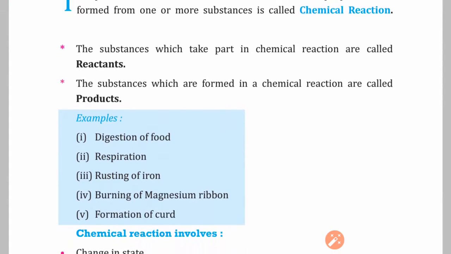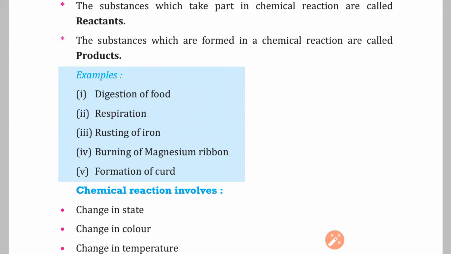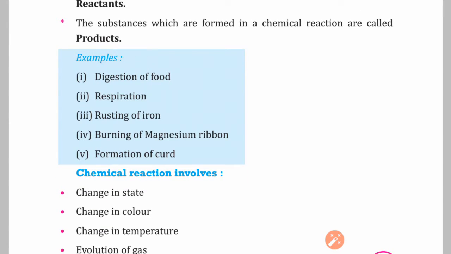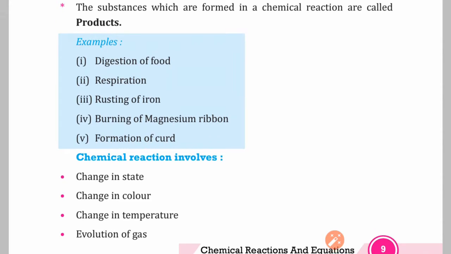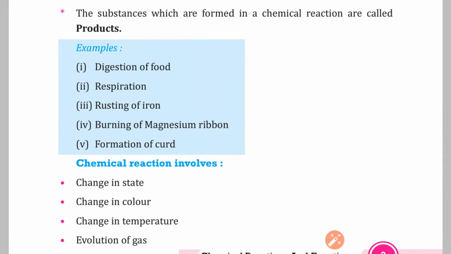Some examples of chemical reactions that we see in our day-to-day life: digestion of food, respiration, rusting of iron, burning of magnesium ribbon, formation of curd. A chemical reaction involves change in state, change in color, change in temperature, evolution of gas. At times you can see all the changes occurring, or you can see only one of the changes occurring in the chemical reaction.